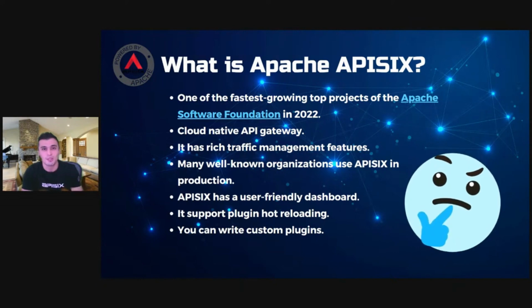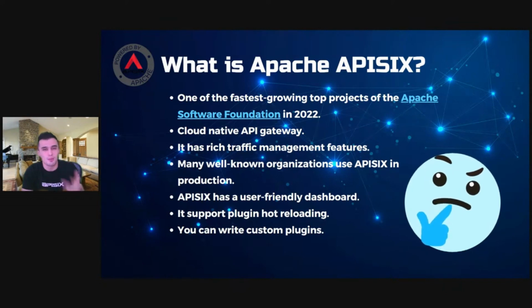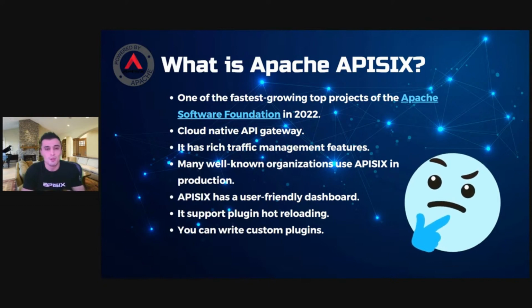I'm also an official committer. And you may know famous open source projects like Apache Kafka, Cassandra, Tomcat, right? And also Apache APISIX, one of the fastest growing projects of Apache. You can learn more in the documentation and go through the Apache APISIX website if you would like to learn more about it.